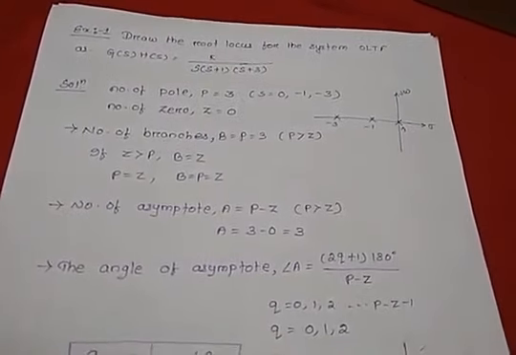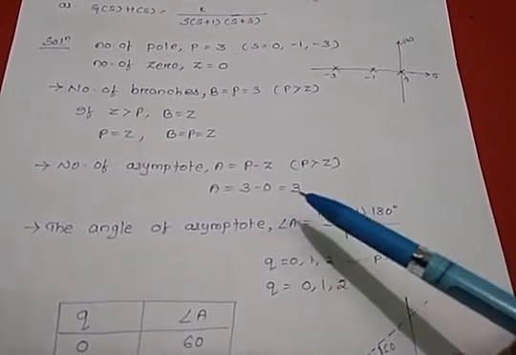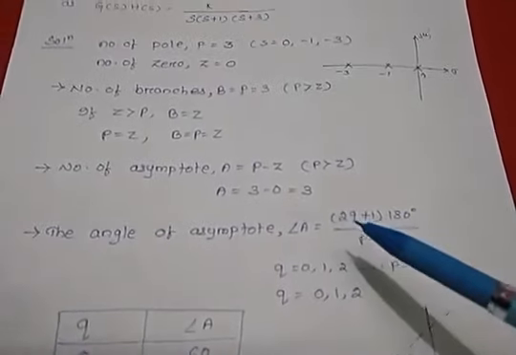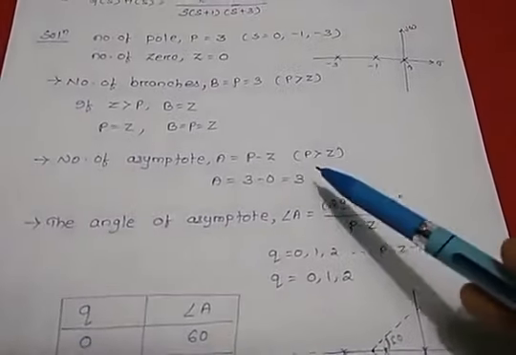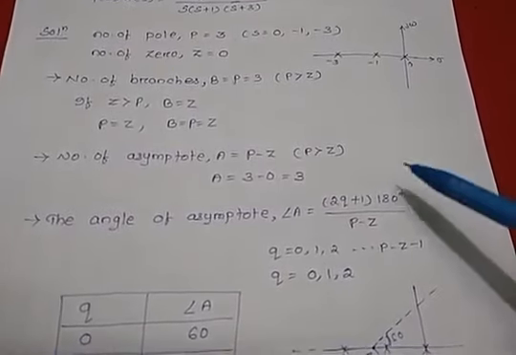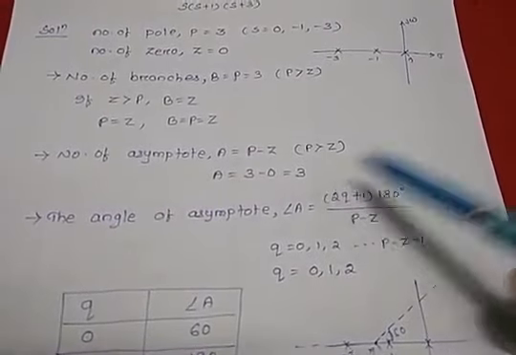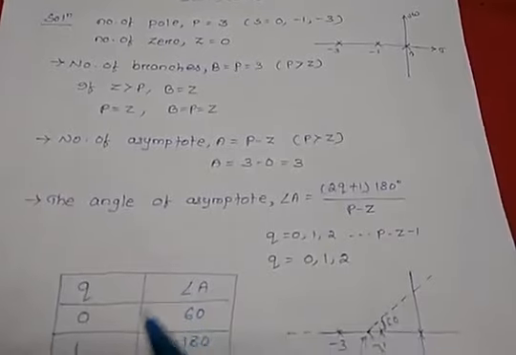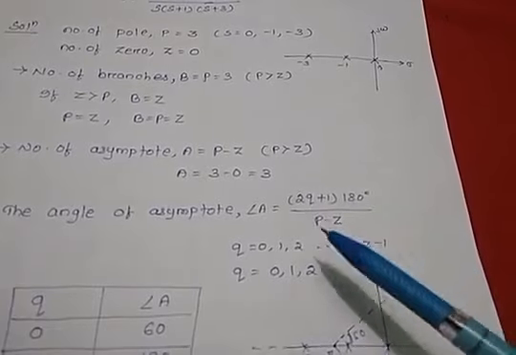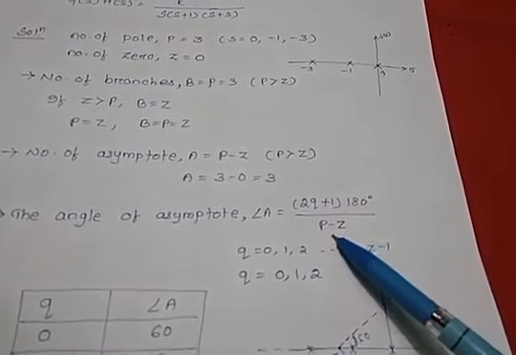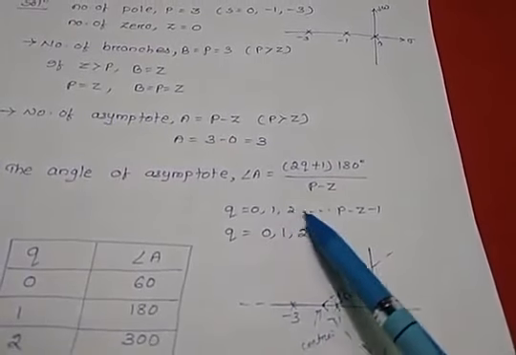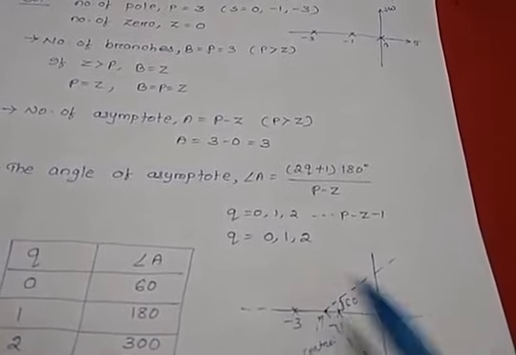Next we have to find the number of asymptotes. As we studied before, the number of asymptotes is found with the help of P minus Z if P is greater than Z. As here P is 3 and Z is 0, the number of asymptotes is 3 minus 0, that is 3. Then the angle of asymptote. The formula is, for P greater than Z, (2q plus 1) times 180 degrees divided by P minus Z, and the value of q is 0, 1, 2 up to P minus Z minus 1.